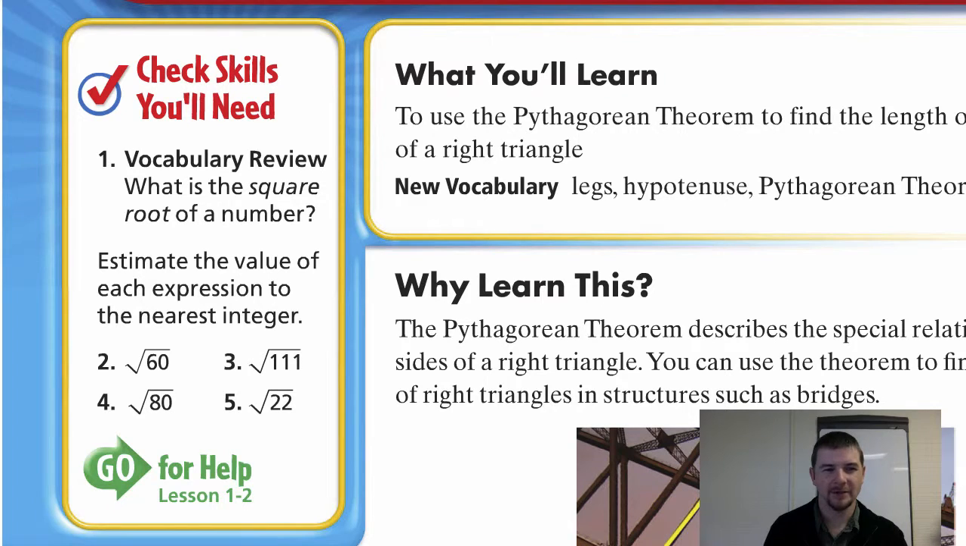Let's take a look at the skills you'll need with this check. The skills you'll need. Number 1 is vocabulary review. What is the square root of a number? And numbers 2 through 5, estimate the value of each expression to the nearest integer.